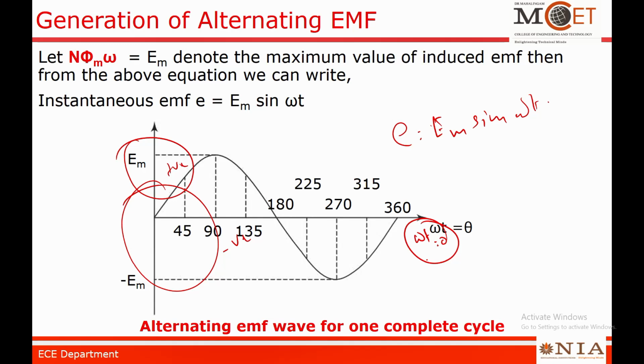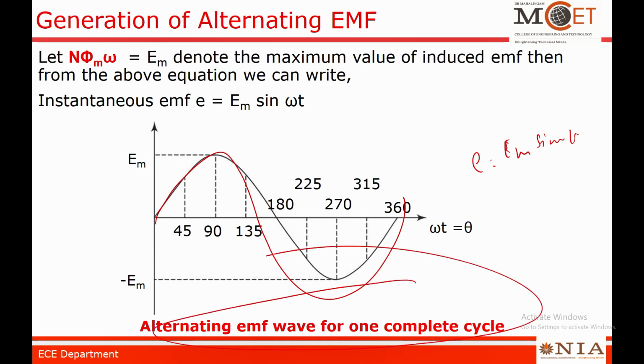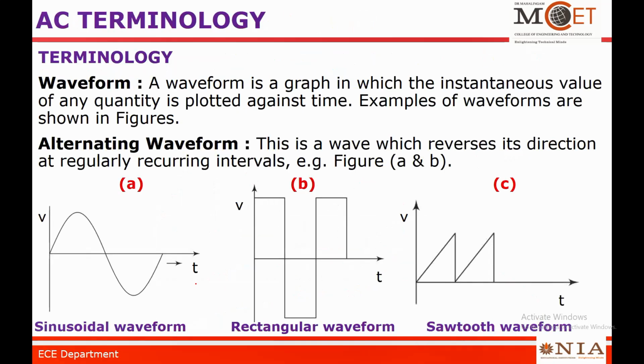Here time is the major constraint. At a particular time instance the wave is not constant; it is in a fluctuating stage. From 0 degree to 360 degree, the full cycle, the value is obtained with respect to the induced EMF, E is equal to Em sin omega t. For the alternating EMF for one complete cycle, we have the equation small e induced EMF is equal to Em sin omega t.